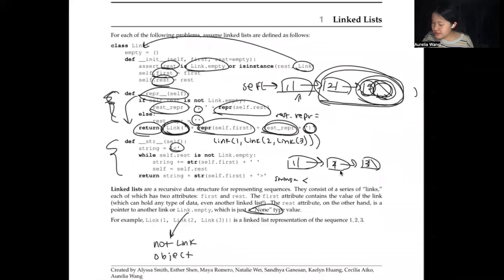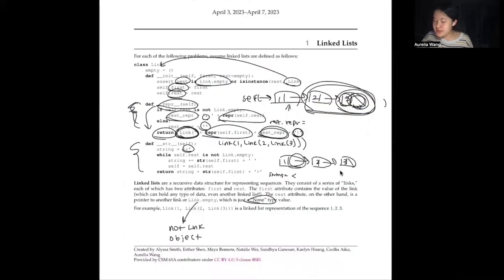Okay, so while self.rest is not Link.empty, and the first iteration we see is not Link.empty, then we're going to append the string representation of self.first with a space. So the string representation of 1 is just a 1, and there's a space in between. So I'm going to do that with this space. Okay, and now self is equal to self.rest. Sorry, I forgot to put this part, but this is self, and now self is going to be reassigned to self.rest, which is pointing to this. So self is going to be pointing to whatever this is pointing to, which is this Link object.